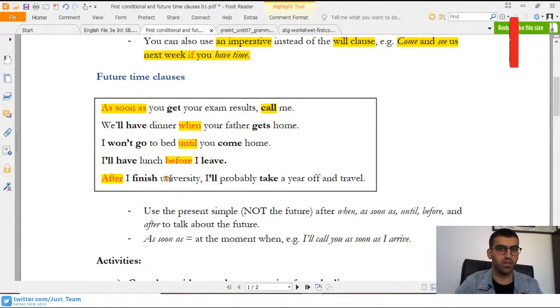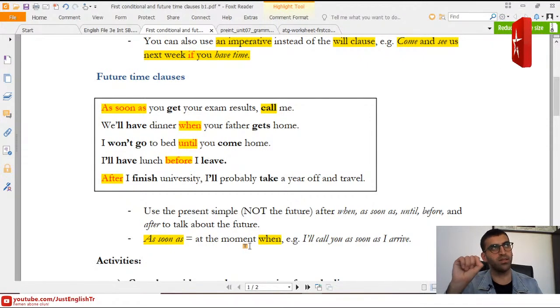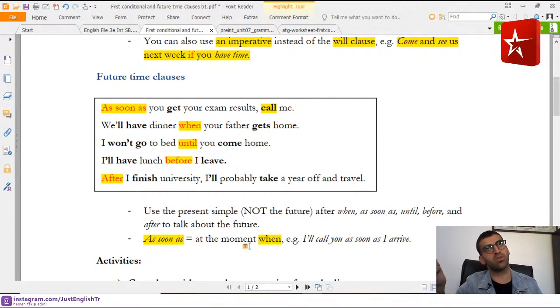All right? So let me give you the information, the meaning of the differences between as soon as and when. As soon as means at the moment, like when. There's a tiny difference between as soon as and when. For example, I will do my homework when I get home, or as soon as I get home, I will do my homework.